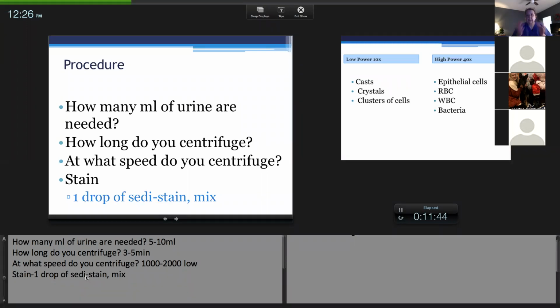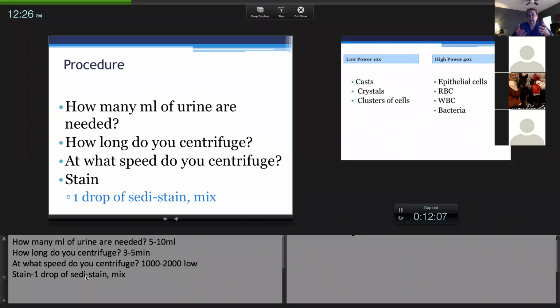So for the test, it would probably be pour off your supernatant, put your drop of Sedi-Stain, and mix. I don't know if that's maybe what you guys were taught. But you could, and what it's doing, it's going to stain. Now, it's not like doing a smear, like a blood smear. You're just putting a little bit of stain.